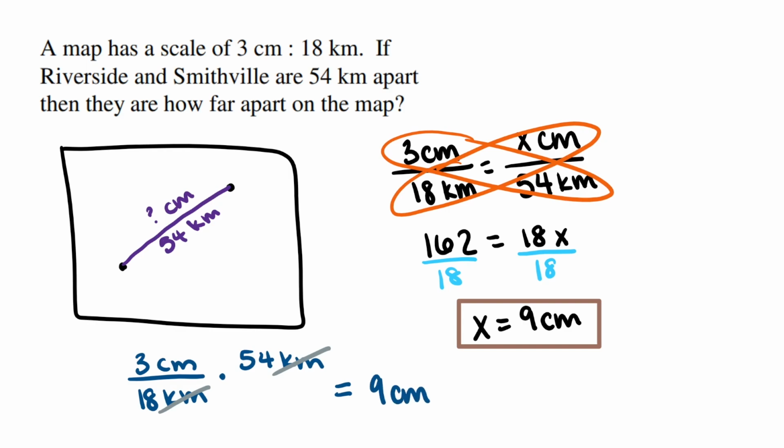But if we were given the 9 centimeters and we had to figure out how many kilometers that was, then we would just do the opposite. We need kilometers, so we would do 18 kilometers over 3 centimeters times the 9 centimeters that were given. Those centimeters would cancel and we'd be left with 54. So you can always just multiply your scale factor by your unit. You just want to make sure you're keeping track of how your scale factor should be written, and then use the units as a guide to solve for what you're missing.